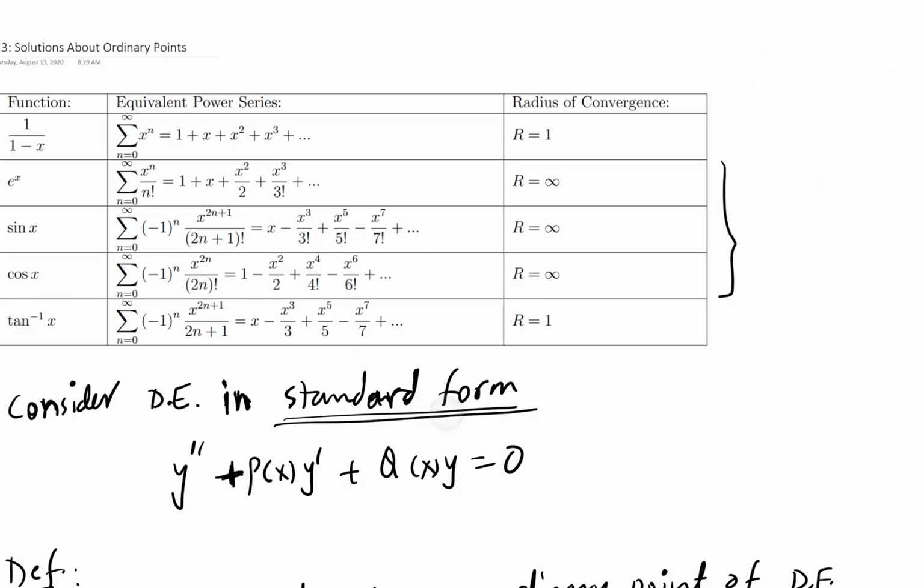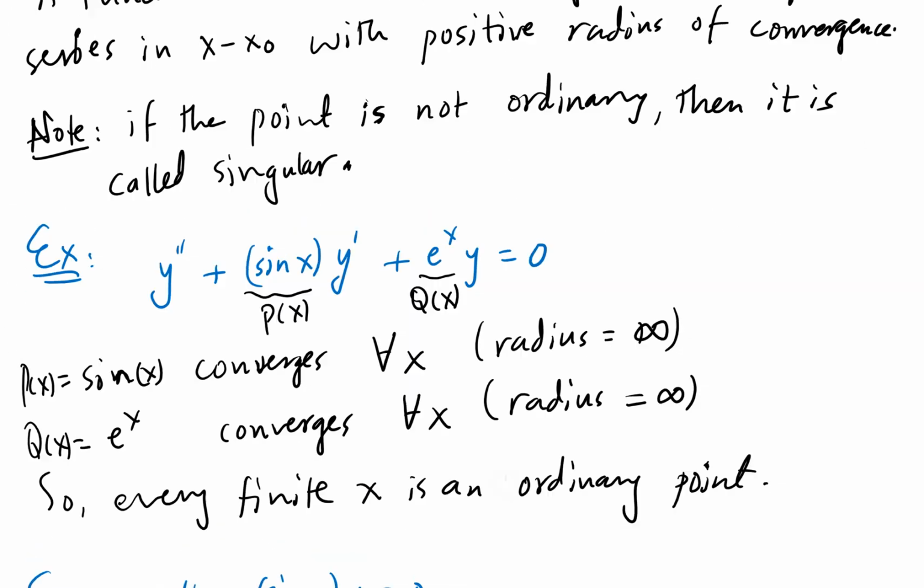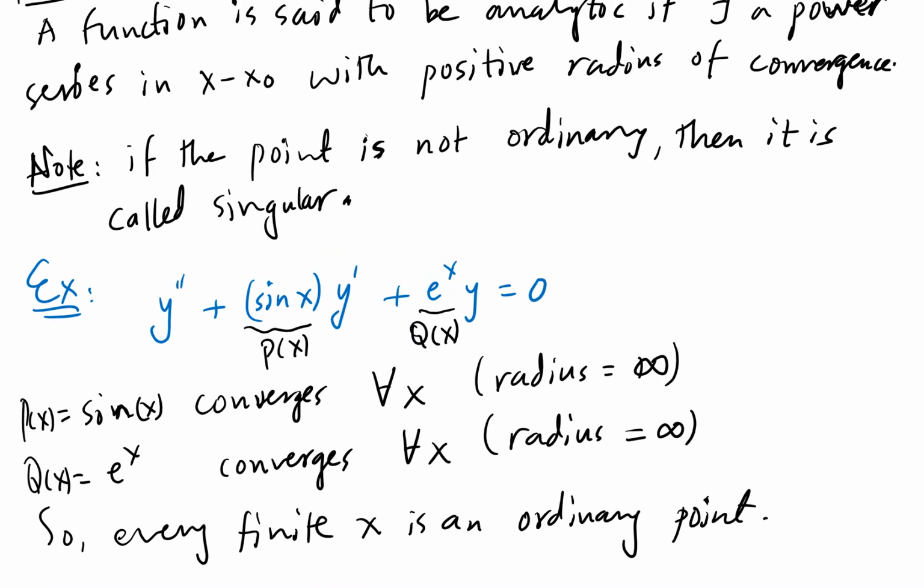If you scroll back up to the table, you will see it here. So sine x and e^x, those two, have radius of convergence infinity. You can find that out by taking both of these functions and using the ratio test. That will give you the radius of convergence. So they converge everywhere. So this means every finite x is considered an ordinary point of this differential equation.